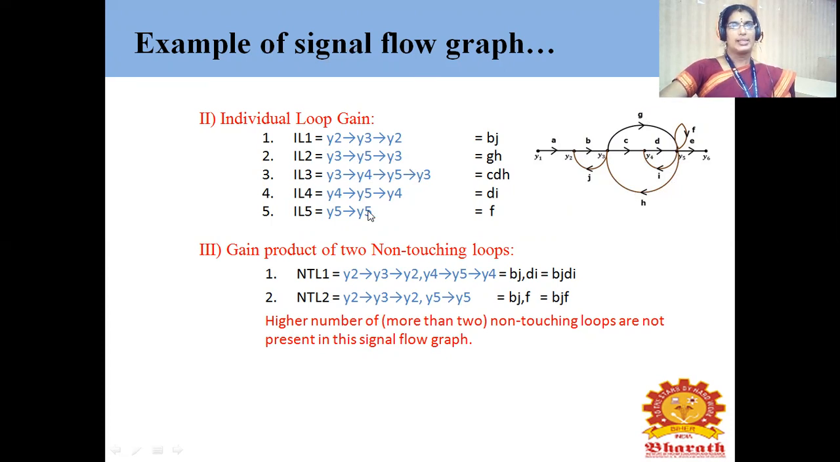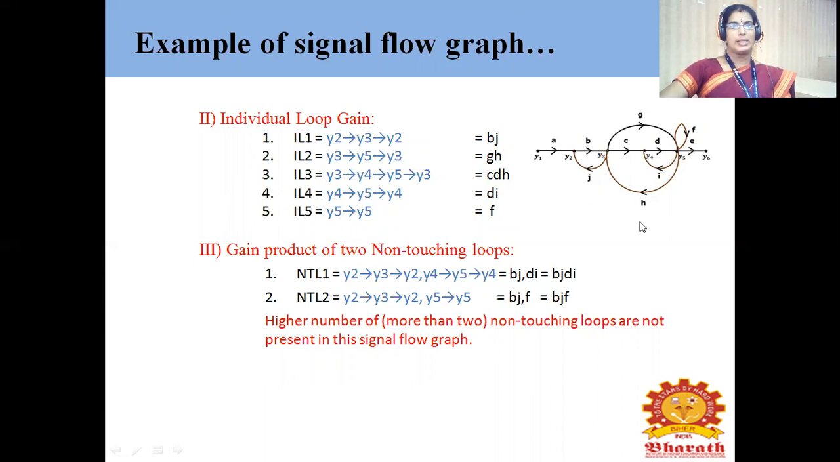Third individual loop, let us consider here. I'm starting from Y3, passing through Y4, again passing through Y5, again returning back to Y3. So that is also one other loop, Y3, Y4, Y5, and again Y3. So what are the gains related in this loop? C into D into H. So CDH is the gain product of the individual loop 3. So that's what I've given. IL3 is equal to Y3, Y4, Y5 and Y3, which is equal to CDH.